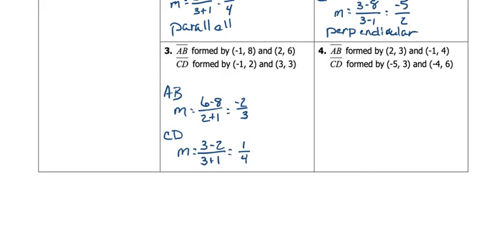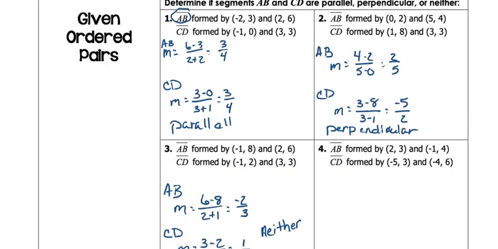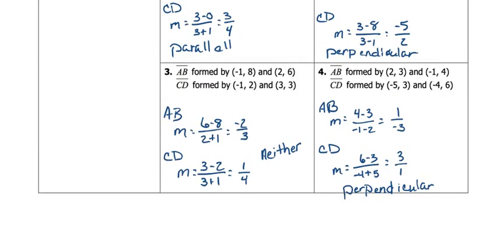Now, those are nowhere near each other. They're not the same. They're not opposite reciprocals. So in this case, I would say it's neither. These are actually two lines that are just going to meet somewhere on the graph. Okay, let's go ahead and pause, and I want you to try number 4. Come back and double check before we flip the page.